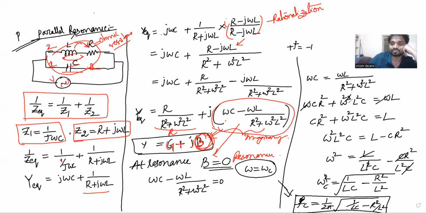Here I simplify this equation, and wherever omega is there, omega is equal to omega c. That is the resonance condition. So I got the resonant frequency for the parallel circuit.